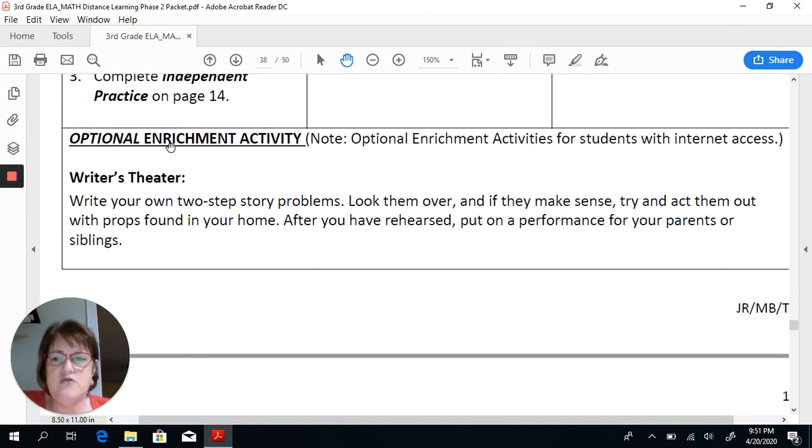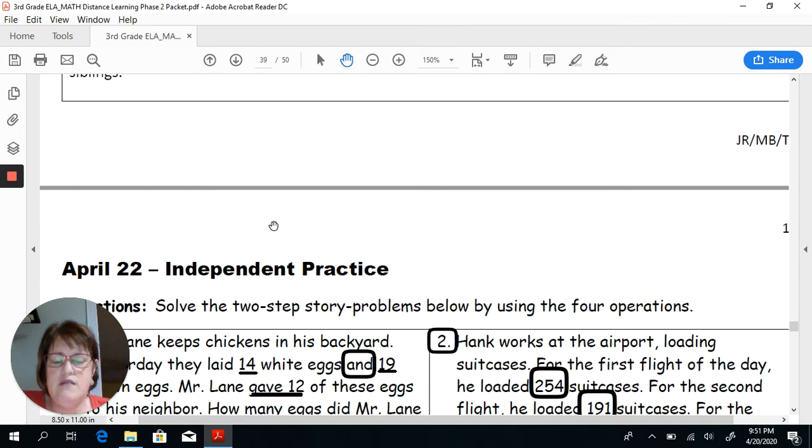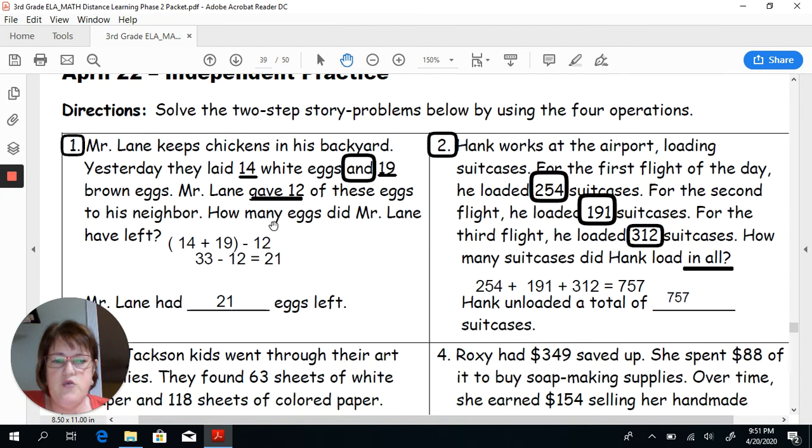And remember, boys and girls, do these optional enrichment activities if you can. Some of these do require you to be able to use the internet, but some of them you can even just do with pencil and paper. You don't have to have the internet for them.